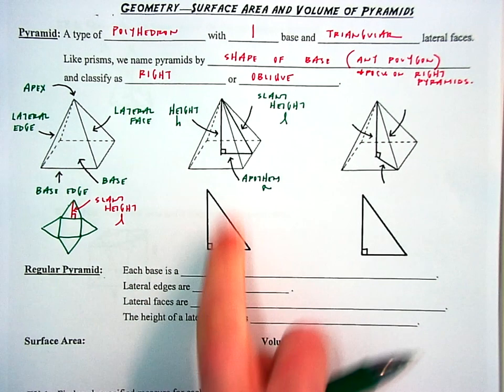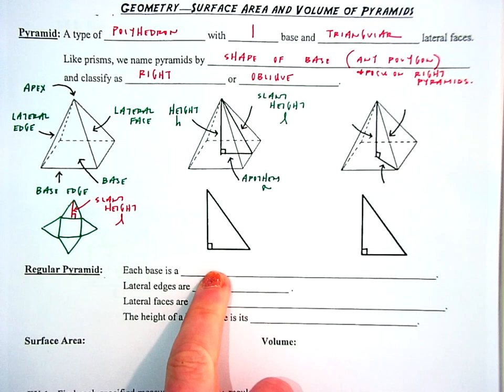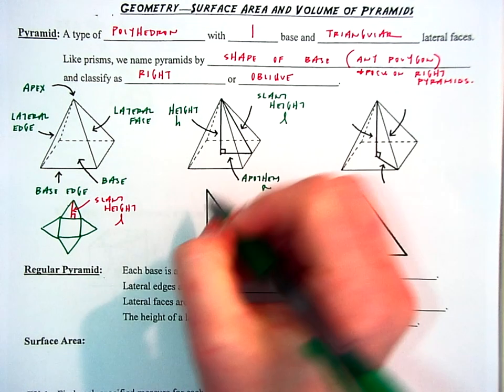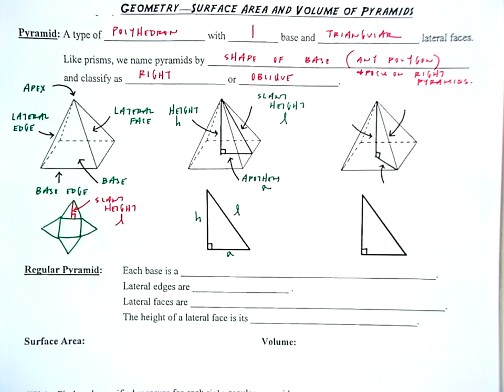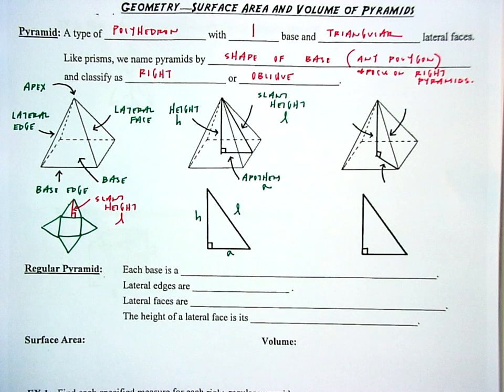So here, if I just pull that right triangle out and just draw it separate, here is my height, here is my slant height, here is my apothem. Okay, there is another right triangle that exists inside of any pyramid that has a regular base.